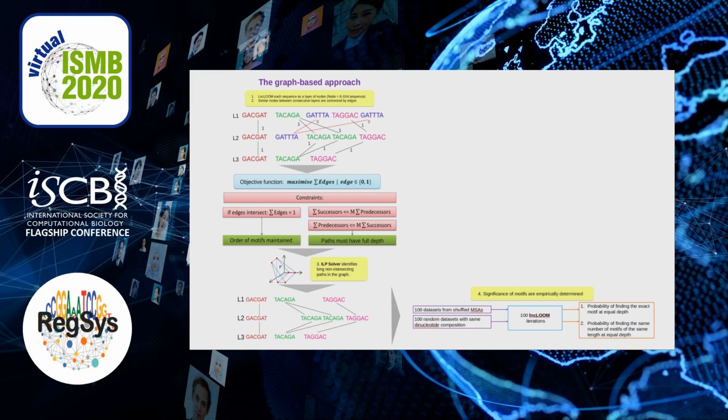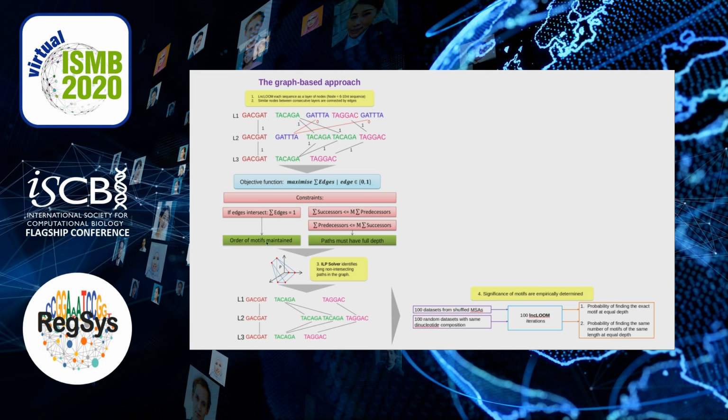So LncLOOM uses a graph-based approach in which each sequence is modeled as a layer, which consists of a set of nodes where each node represents a chimer. These layers are then ordered according to evolutionary distance, and edges are then constructed that connect identical chimers between consecutive layers. This forms the basis of an integer linear programming problem in which edges can have a value of 1 or 0, 1 if they are allowed, 0 if they are not allowed, and we can then solve this subject to a set of constraints such that we want to maximize the sum of the edges.